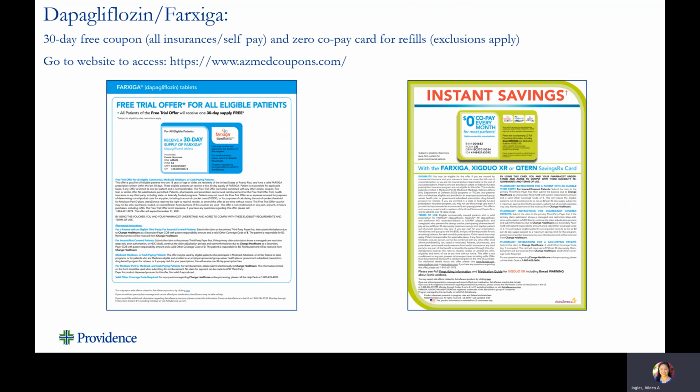This is just an image copy of what the coupon should look like. So to the left is the 30-day free trial offer. To the right is for patients that need refill coupon discount. So these are for patients that are non-Medicare, non-Medi-Cal, and non-VA. But the one on the left, which is the blue, that can be used by any insurance and also self-paying patients.